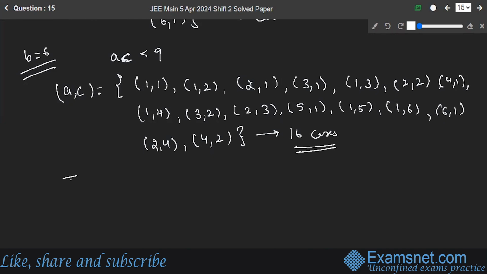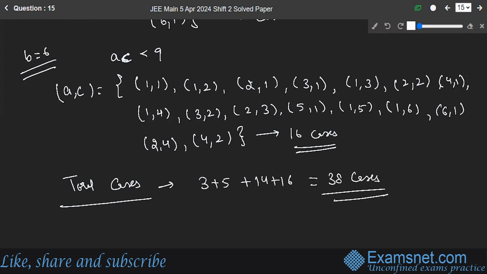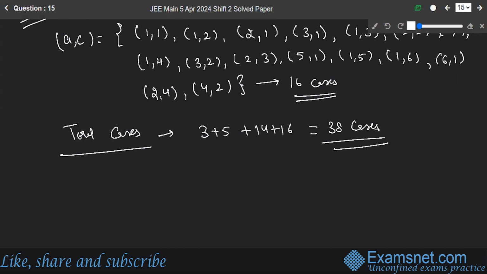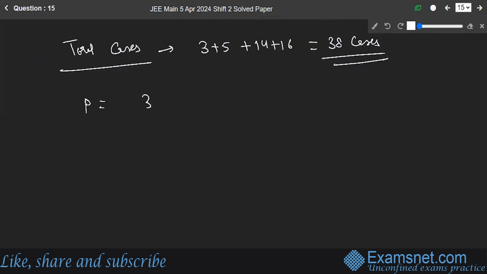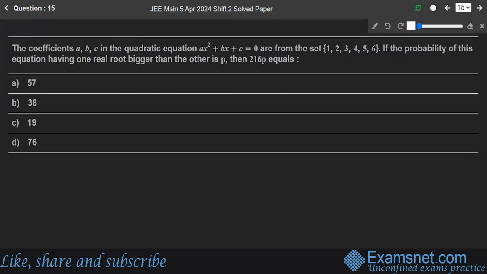So what are the total cases now? It will be given by 3, 5, 14, and 16, a total of 38 cases. So the required probability is the number of favorable cases upon the total number of cases. Sorry guys, accidentally I erased the whole of the sum. Anyways, you can rewind the video and watch it again.